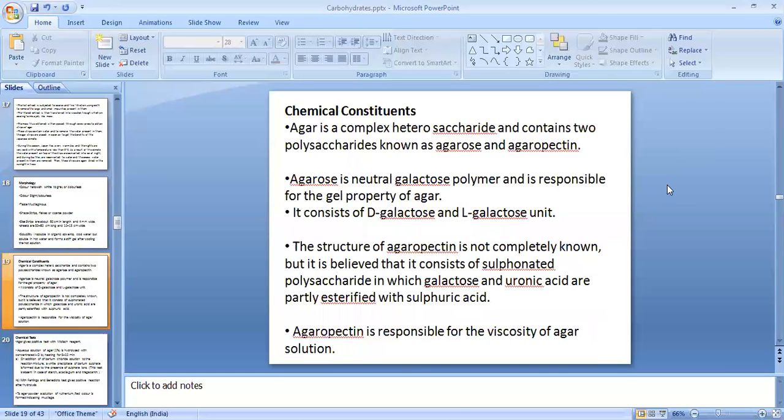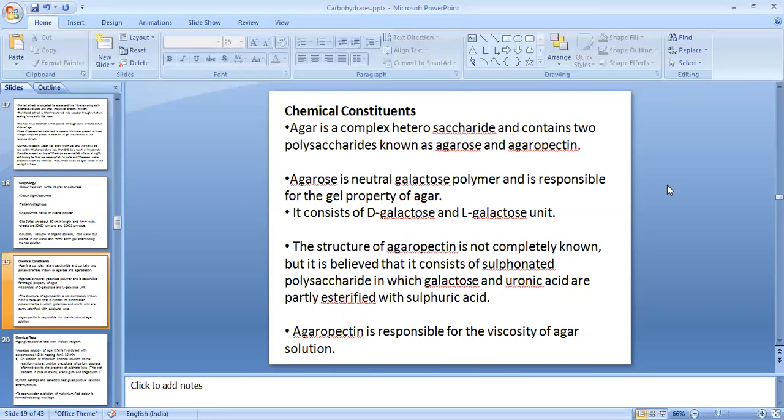So that is about the morphological characters. And next you come to the chemical constituents. This agar consists of a complex heterosaccharide, and it contains two polysaccharide units called agarose and agaropectin. This agarose is a neutral galactose polymer, and it is responsible for the gelling property of agar. This agarose consists of D-galactose and L-galactose units.